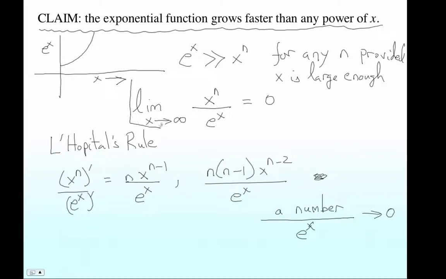Using L'Hopital's rule, we have proved that the limit of x to the n over e to the x is 0, and hence the exponential function grows faster than any power of x.